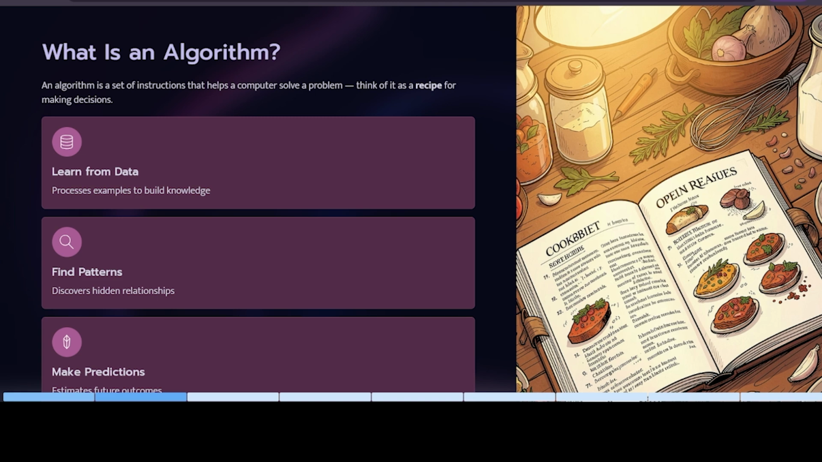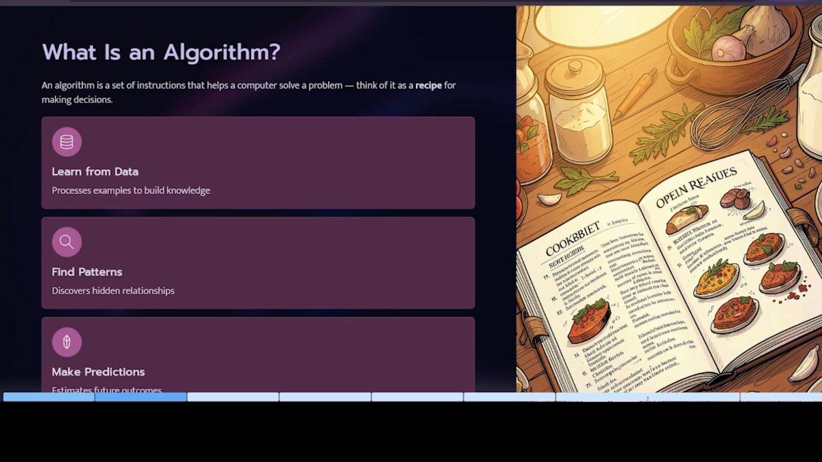Similarly, a computer also follows some instructions to make decisions. To make decisions it will perform some actions in a step-by-step procedure. So now we are going to see how machine learning works, how the machine learning algorithm works.